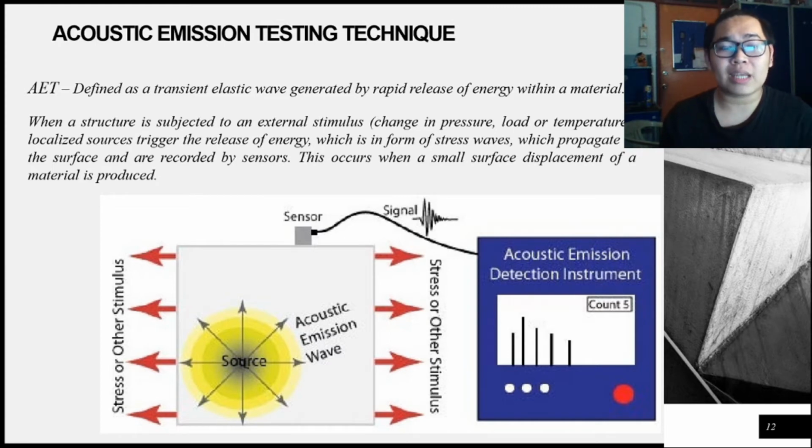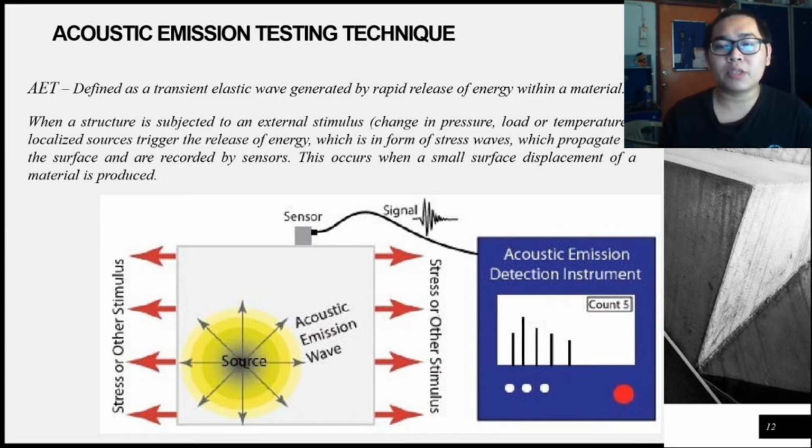When a structure is subjected to an external stimulus, like a change in pressure, load, or temperature, localized sources trigger the release of energy in the form of stress waves, which propagate to the surface and are recorded by sensors. This occurs when a small surface displacement of a material is produced, as shown in the figure. Or, to put it simply, when a material is in trouble it "talks", and acoustic emission equipment will listen to the sounds of cracks growing, fibers breaking, and many other modes of active damage in the stressed material.